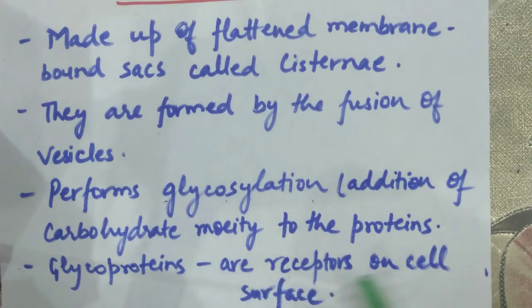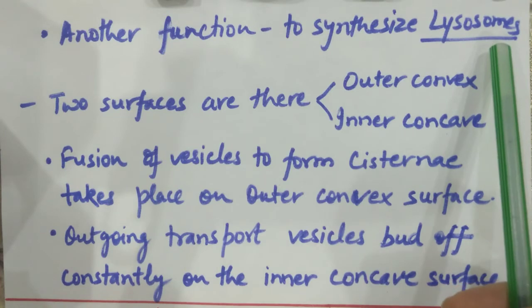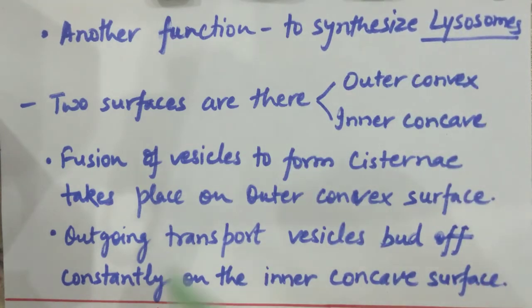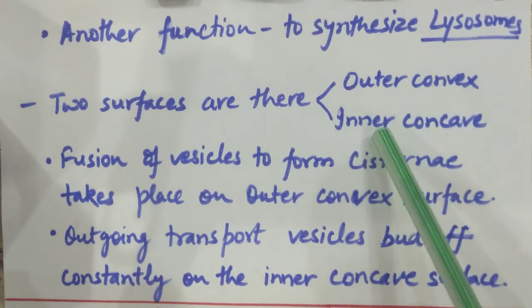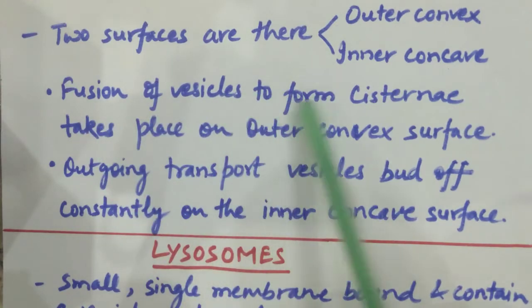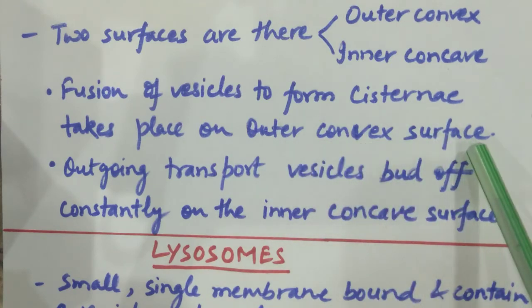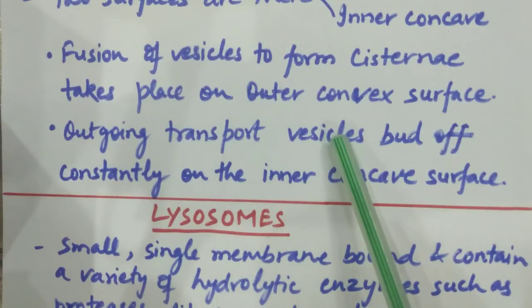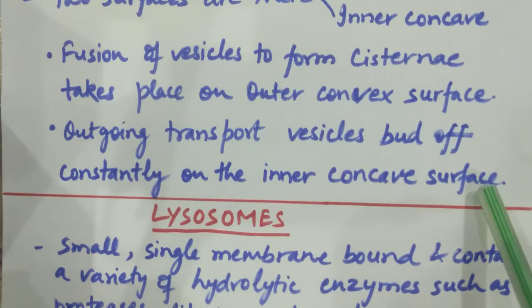Glycoproteins are the receptors which are present on the cell surface. Another function of the Golgi complex is to synthesize lysosomes. Lysosomes we will discuss next. Now, two surfaces of the Golgi complex are there, the outer convex surface and the inner concave surface. So, the fusion of vesicles to form the cisternae does take place on the outer convex surface, while the outgoing transport vesicles bud off constantly on the inner concave surface.